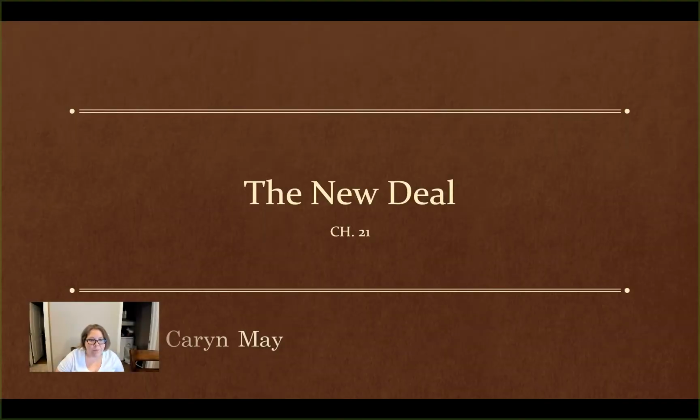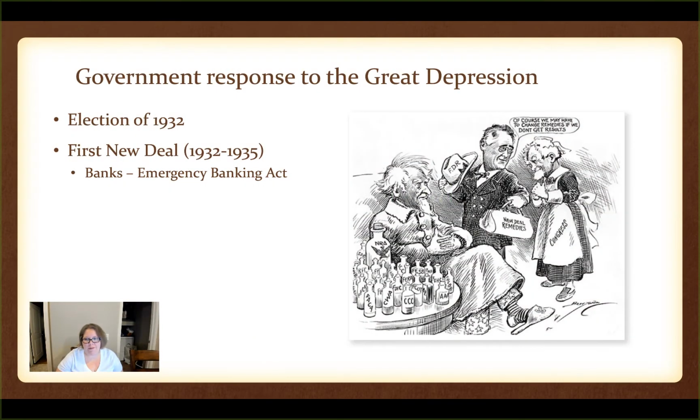All right, so we're going to start talking about the New Deal. And the first place we really need to start is with the election of 1932. This is the election of Franklin Roosevelt. Roosevelt is an interesting character.